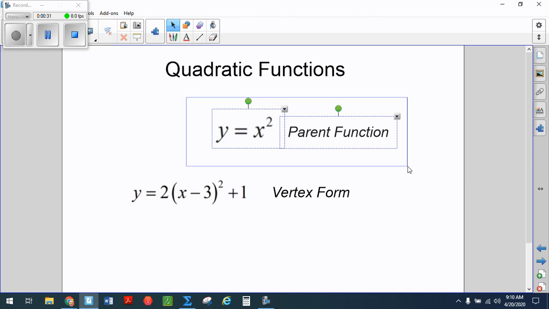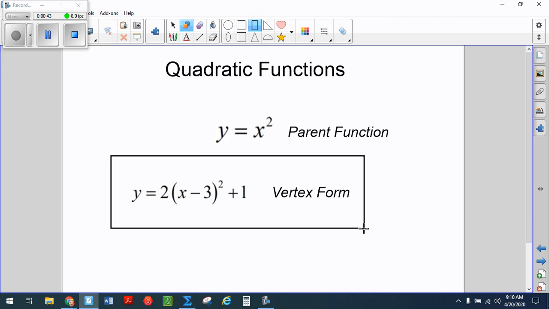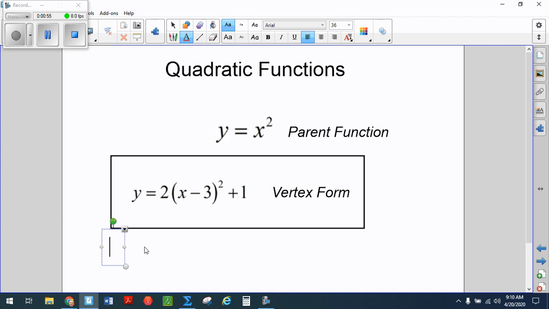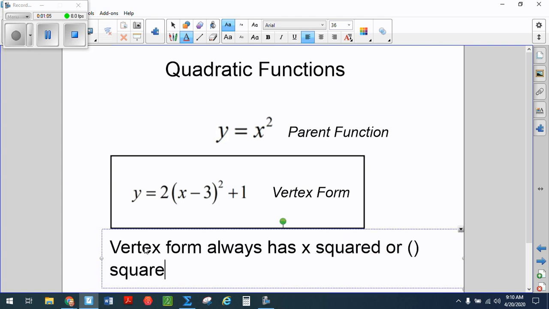Y equals x squared is called the parent function. That means it's the basis for every quadratic function. It always has an x squared in it. Specifically today we're going to be looking at vertex form. Vertex form is written in a certain way. There's always an x squared or a parentheses squared, and then there are some other numbers involved.